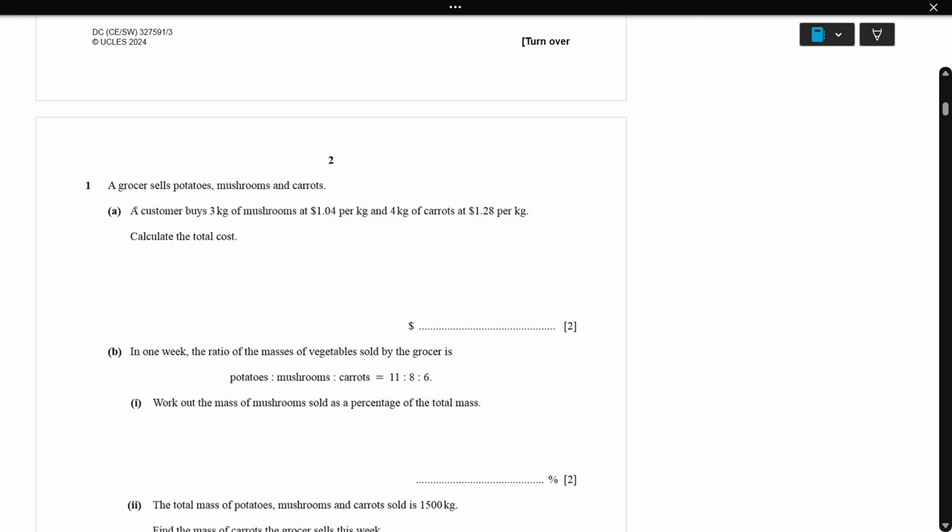A grocer sells potatoes, mushrooms, and carrots. A customer buys 3 kg of mushrooms at 1.04 per kg, and 4 kg of carrots at 1.28 per kg. Calculate the total cost, which is 3 times 1.04 plus 4 times 1.28. So the answer is going to be 8.24.